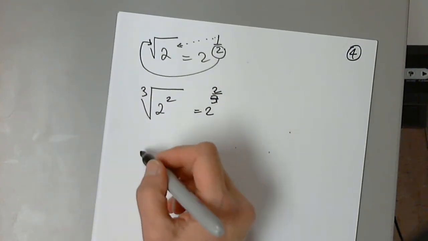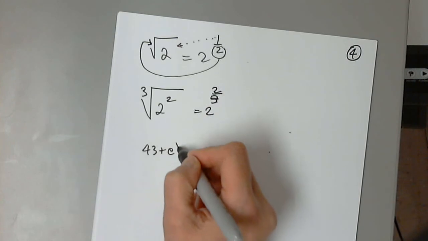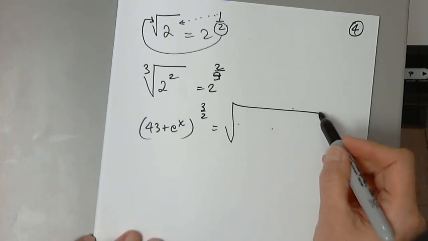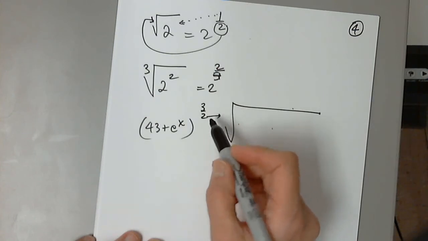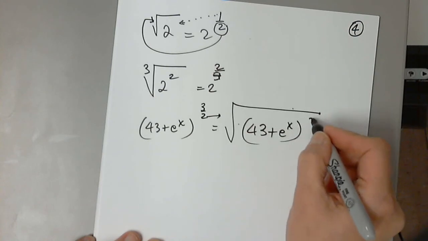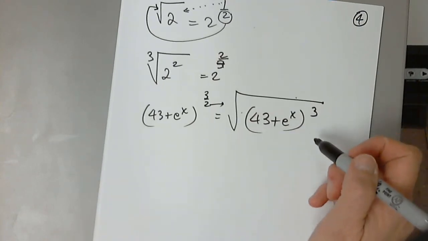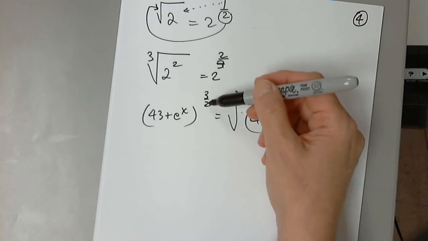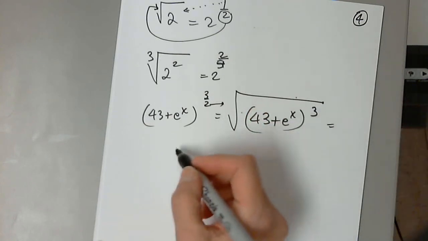So now if I have, let's say, 43 plus e to the x raised to 3/2, this will be the square root. This is the index. The denominator is the index. 43 plus e to the x to the 3rd power. You can continue to simplify this because 3 divided by 2 is more than 1. I can take the integers out.